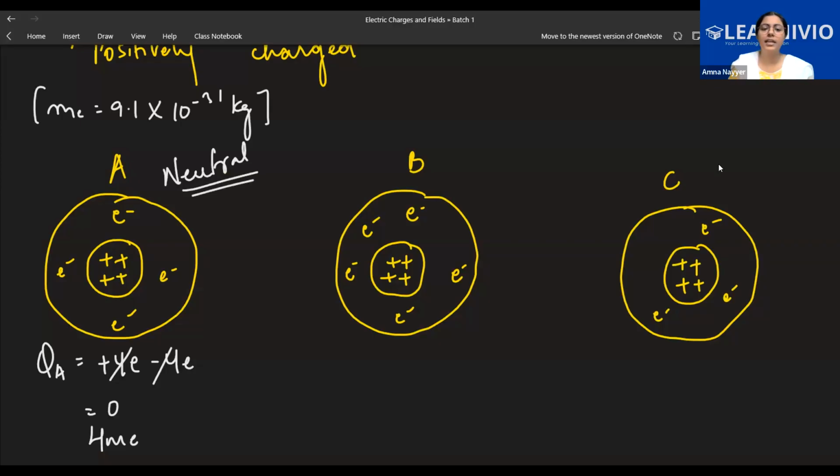Now, Ali, see, suppose in this atom, 1 extra electron has been added like this. Now, you tell me what's the net charge here?